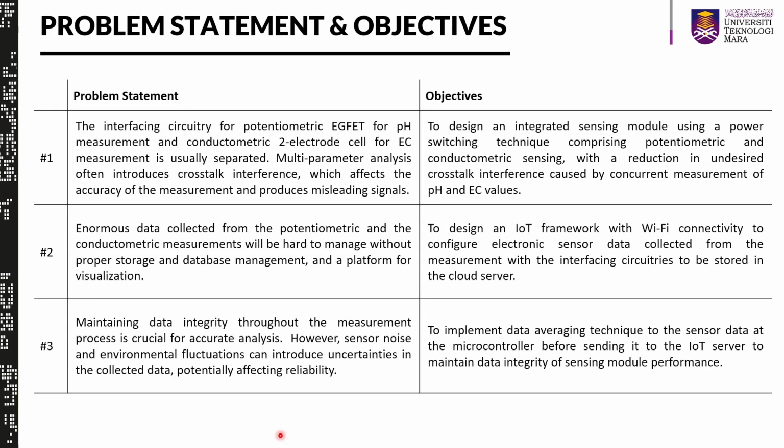For the problem statement, we have three. The first is the interfacing circuitry for both the potentiometric effect for pH measurement and the conductometric effect. The conductometric electrode cell for EC measurement is usually separated. And multiple parameter analysis often introduces crosstalk interference, which affects the accuracy of the measurement and produces misleading signals. Therefore, we want to design an integrated sensor module using power switching technique, comprising both potentiometric and conductometric sensing, with a reduction in undesired crosstalk interference caused by the concurrent measurement of pH and EC values.